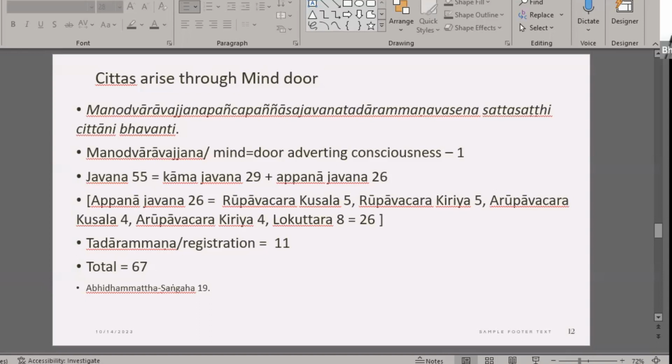How many sections? Manodvara Vajjana 1. Then Javana 55. Please recall your memory of our section on function. However, now we have already paid attention to Kama Javana, and we will pay attention to Appana Javana later on. Then Tadaramana. How many altogether? Sattasatthi. In Pali, satthi means 60. Satta, 7. How many? 67 chittas. Okay.